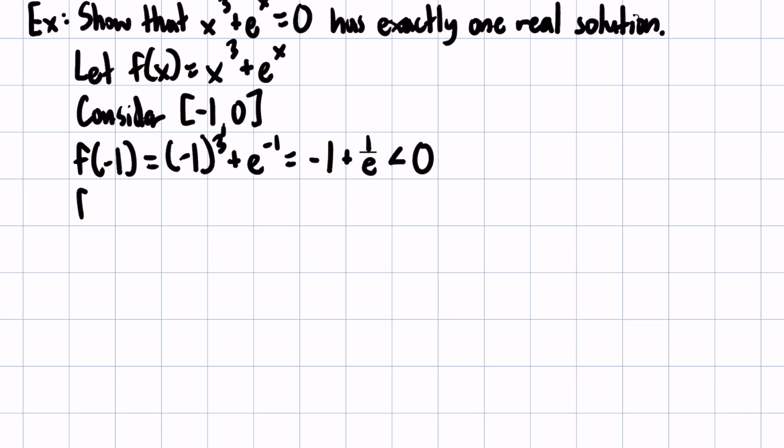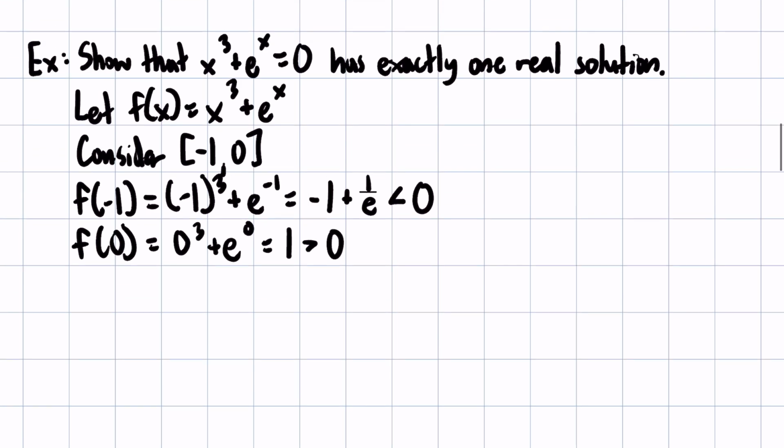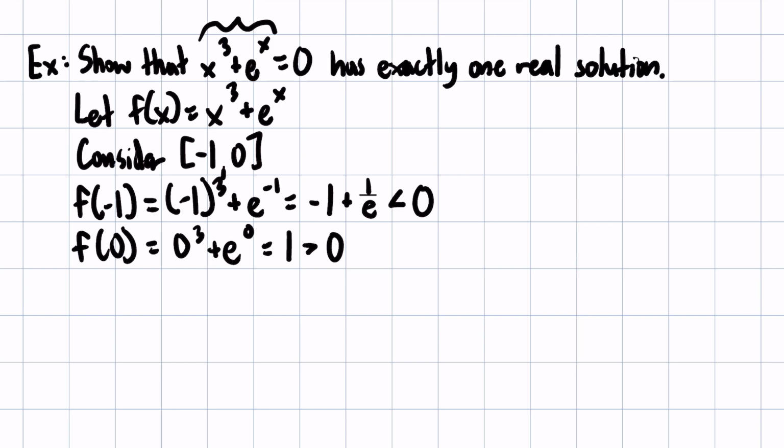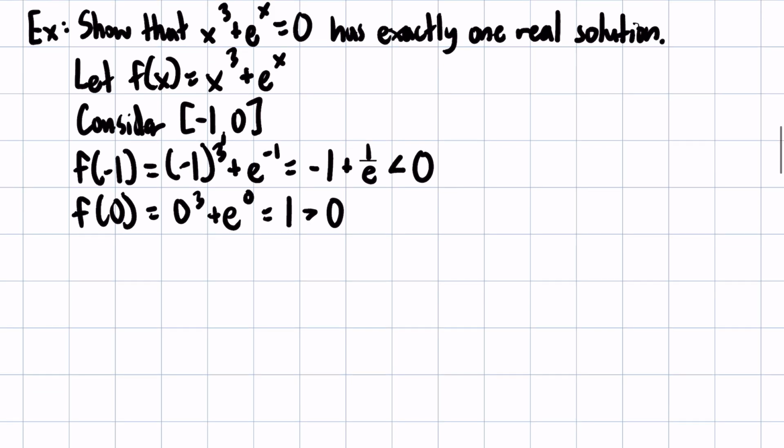And then we plug in 0. We get 0 cubed plus e to the 0, which is just 1. And so that is greater than 0. So, okay, this function is continuous, right? x cubed is continuous, e to the x is continuous, so the whole thing's continuous. It's also differentiable because both x cubed and e to the x are differentiable, so the IVT applies.